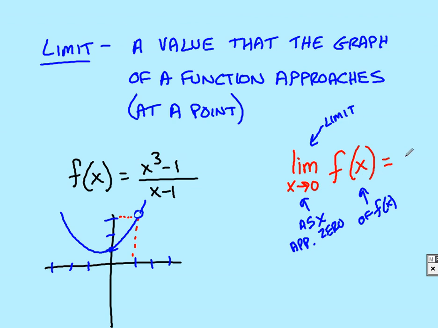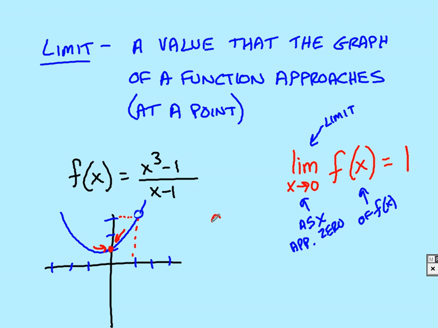So the easiest way to look at this is, here's x equals 0, and here's the graph right at this point right here. What y value is the graph approaching at that point? And the answer to that here is the y value equals 1. So that's why the limit is just 1.